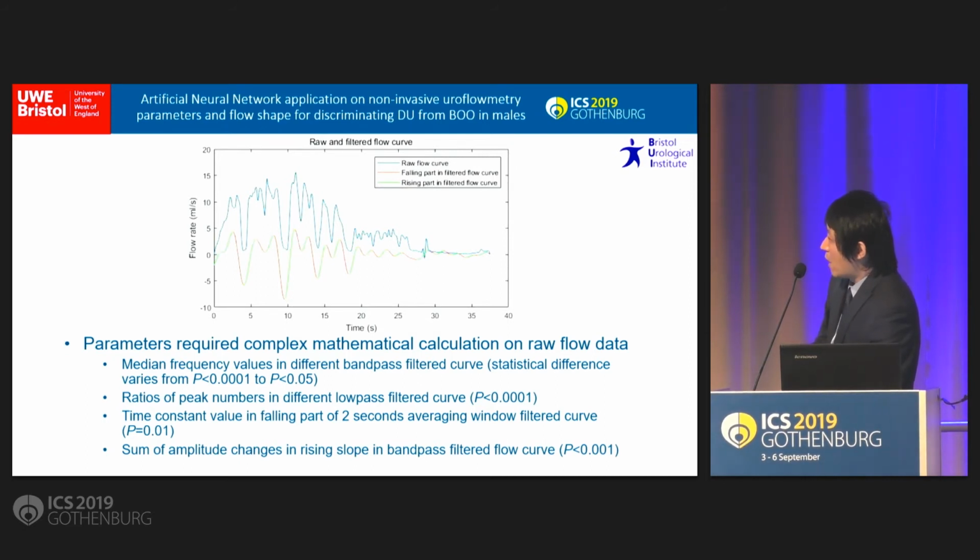Also, we did some more amplitude changes. We applied the bandpass filter on the raw flow curve, but we only count the amplitude difference in each of the green parts and sum it together.